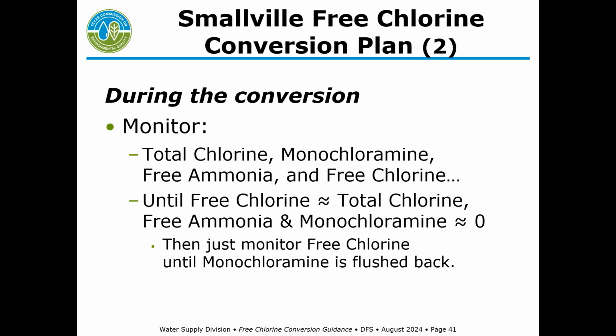During the conversion, you're going to monitor total chlorine, monochloramine, free ammonia, and free chlorine at each of your flush points until free chlorine is equal to total chlorine, and your free ammonia and monochloramine are essentially 0. At that point, you've got free chlorine at your flush point. For the rest of the conversion, until you flush monochloramine back, it's fine to just measure free chlorine.